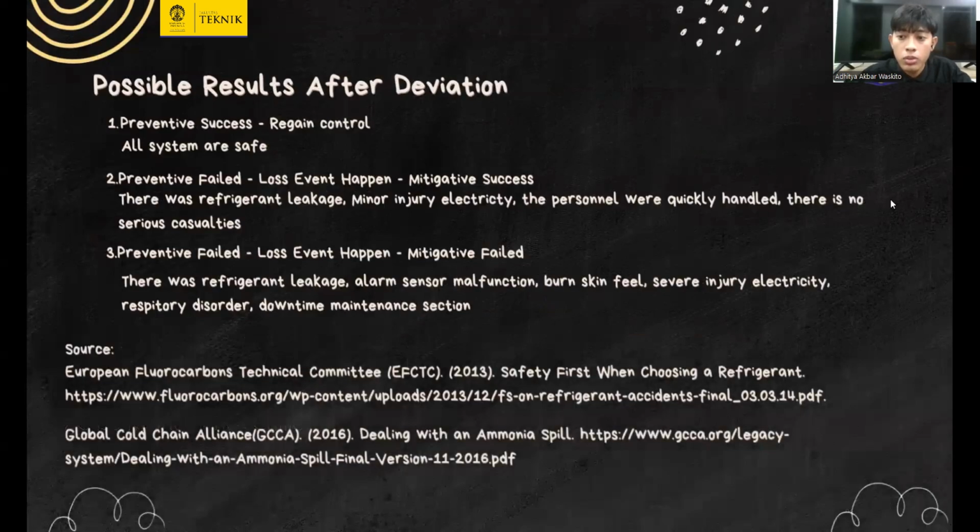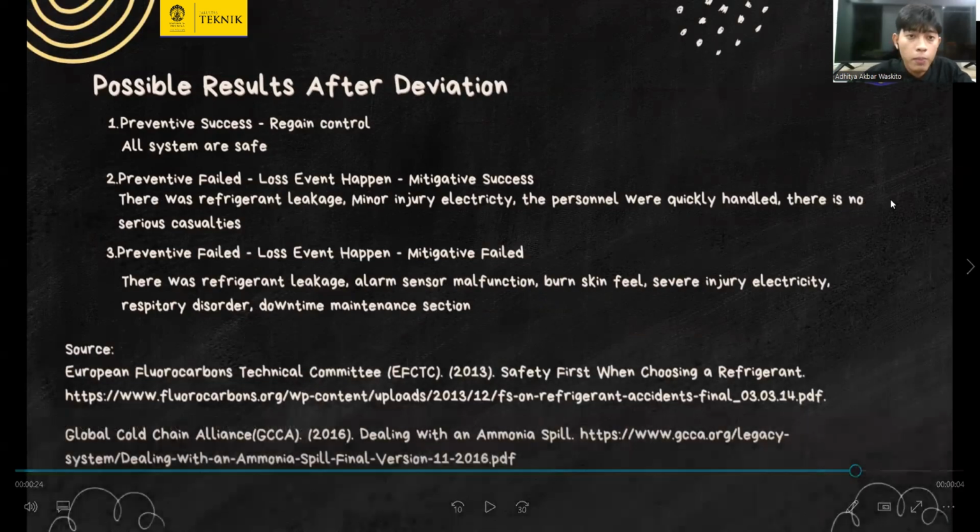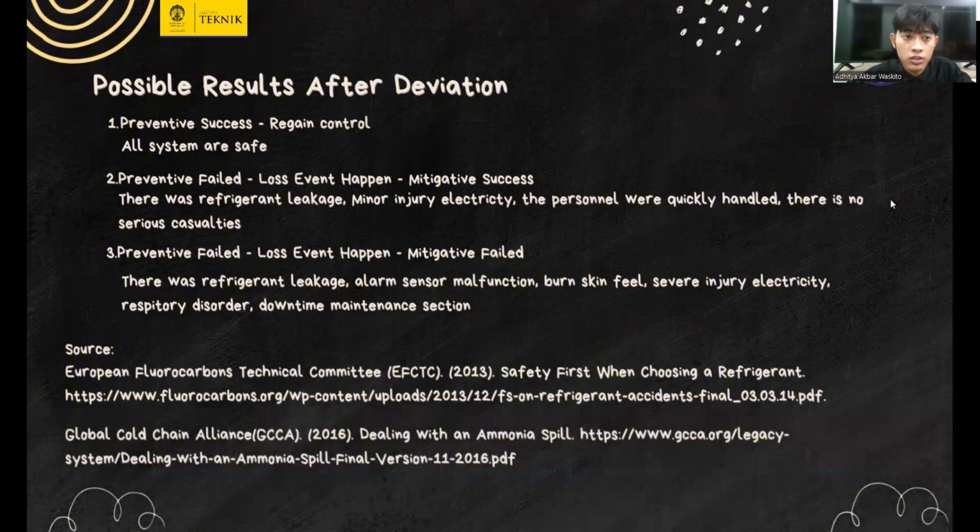So the possible results after the deviation are, first, preventive success. We regain control again, so all of the system is safe. And the second, preventive fails and then the loss event happens, but the mitigative succeeds. So there was refrigerant leakage and minor injury, but the electricity and personnel were quickly handled. There are no serious casualties.